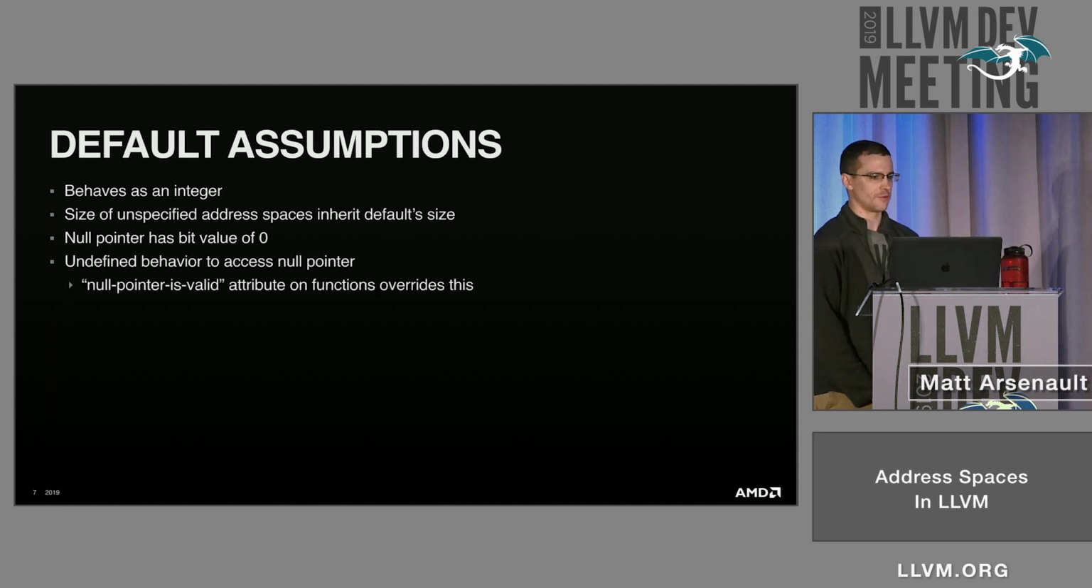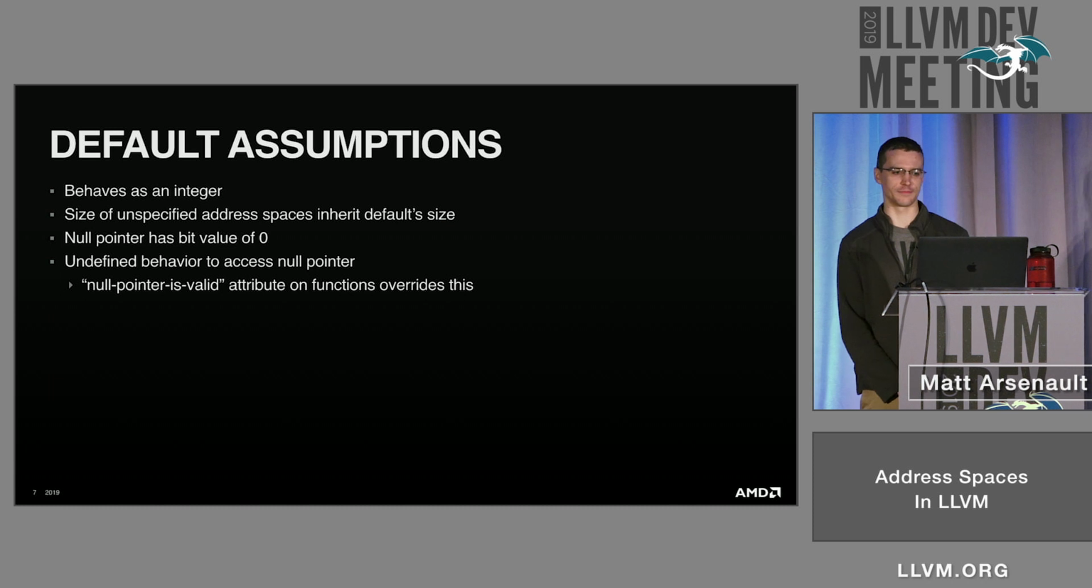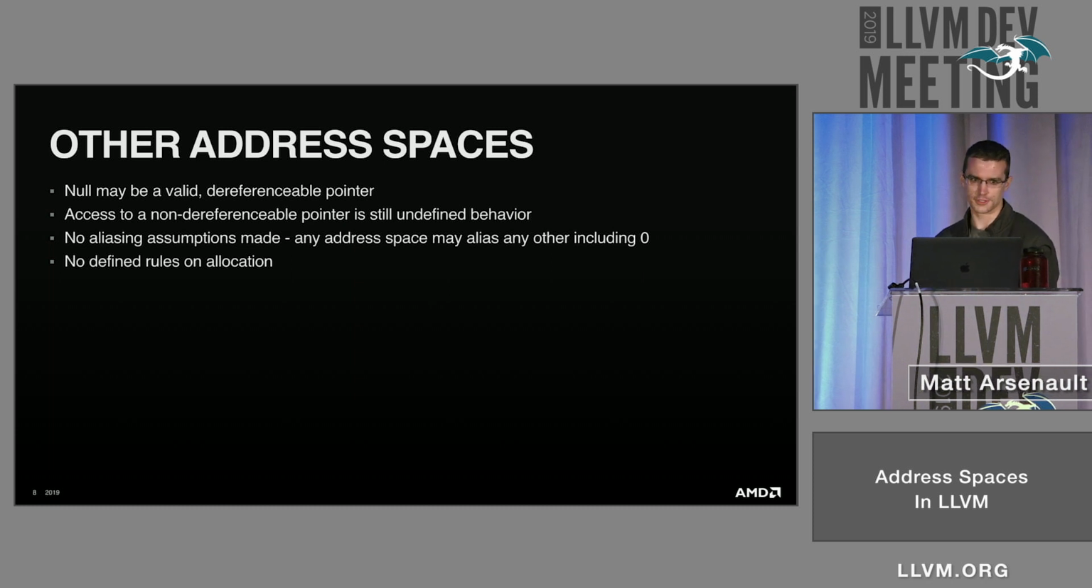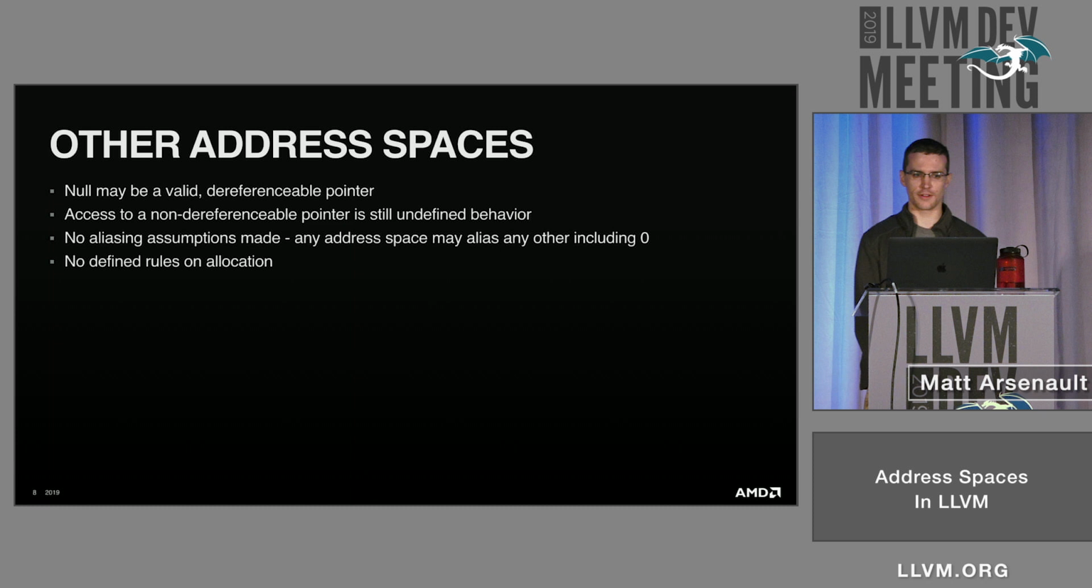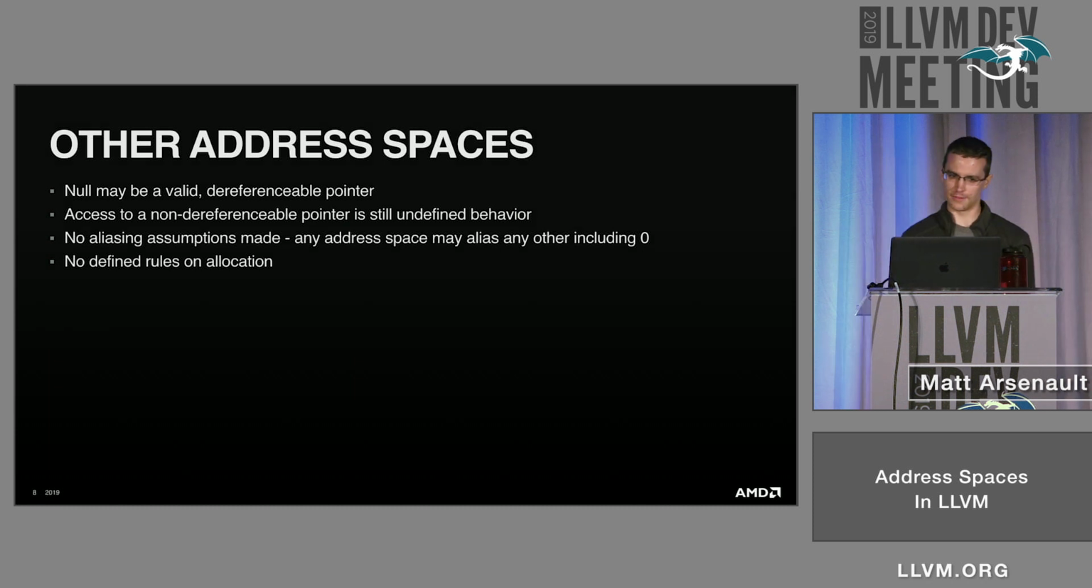However, this can be overridden with an attribute on functions. However, this isn't ideal because this isn't evaluated in constant expression context, for example. In any other address space, these assumptions are not supposed to be used. The bit value 0 pointer is a valid, potentially dereferenceable pointer. However, if you access a pointer that is not dereferenceable, it is still undefined behavior, I will argue, although it does not say this anywhere in the langref.